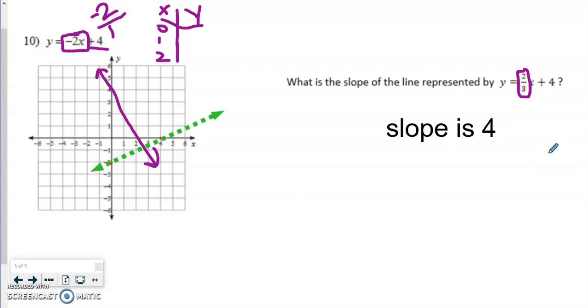If it was just x, there is an invisible coefficient, which we talked about back in February. Invisible coefficient. What number multiplied by anything doesn't change its identity? 1. 1 can be assumed when you see a value and it doesn't change, right? So if it was just x plus 4, your slope is 1.